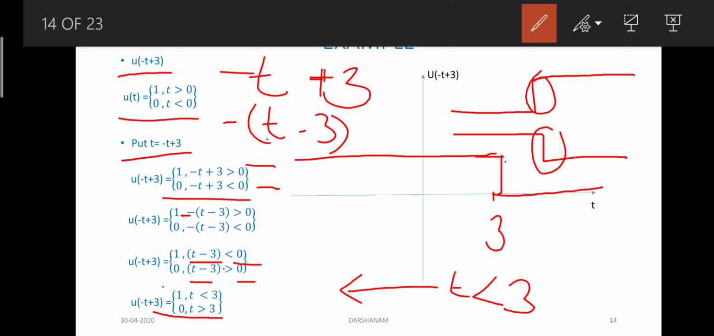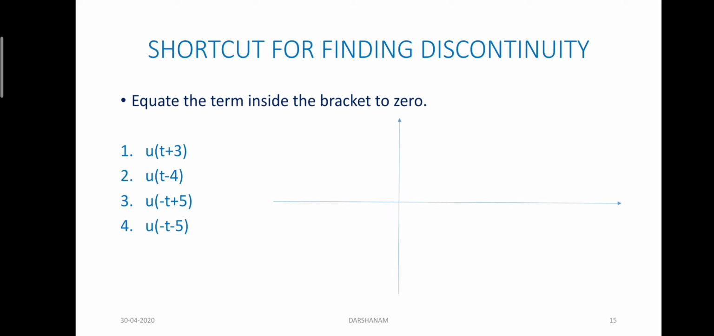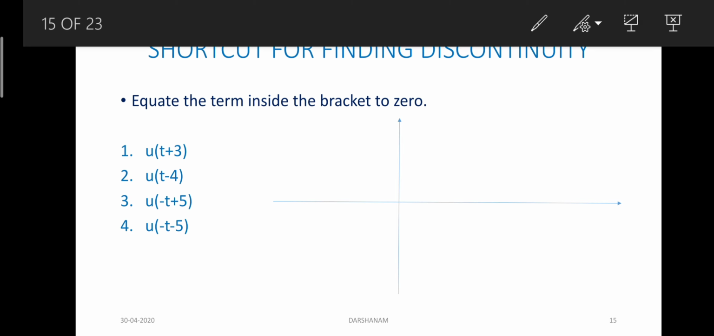So I am discussing some shortcut methods for finding these two things. Shortcut for finding discontinuity. So we have seen u of t plus 3, that is a shifted version of u of t, then u of t minus 4, u of minus t plus 5, u of minus t minus 5. We are going to solve all of these for finding discontinuity only. How can we find it?